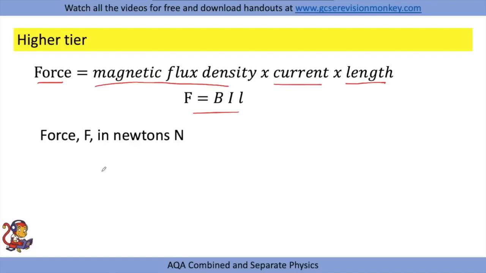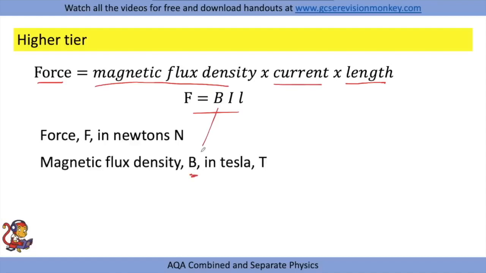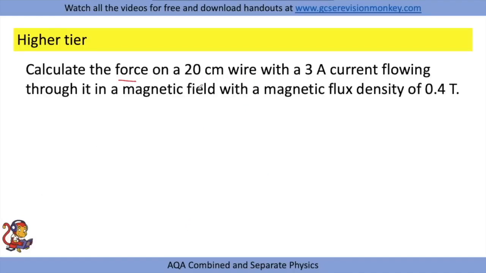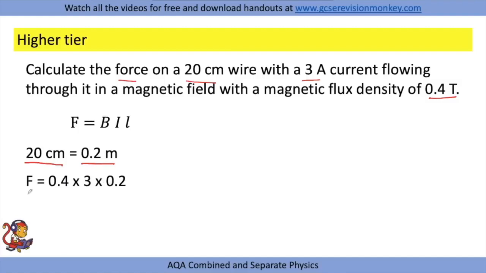So force is measured in newtons, magnetic flux density is the B part, and that's measured in teslas, capital T. Current I is measured in amps, and length L is measured in meters. So a quick example might be something like: calculate the force on a 20 centimetre wire with a 3 amp current flowing through it in a magnetic field with a magnetic flux density of 0.4 teslas. So using F = BIL, we first convert our 20 centimetres into meters, and then we put our numbers in. Force is equal to 0.4 tesla times 3 amps times 0.2 meters, which would be equal to 0.24 newtons.